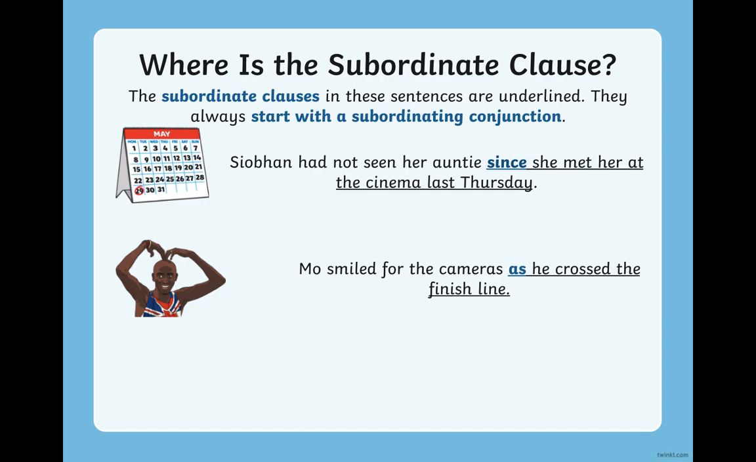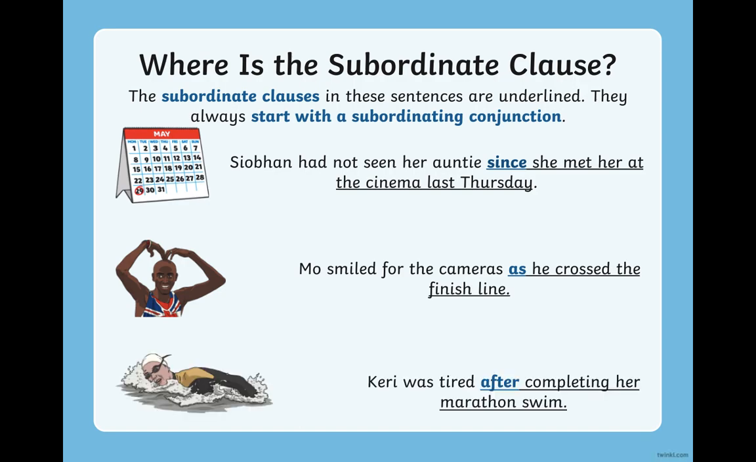As he crossed the finish line is the subordinate clause. Kerry was tired after completing her marathon swim. So after completing her marathon swim is the subordinate clause. Kerry was tired is the main clause.